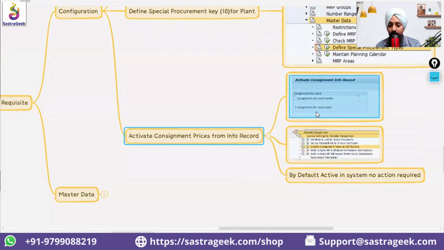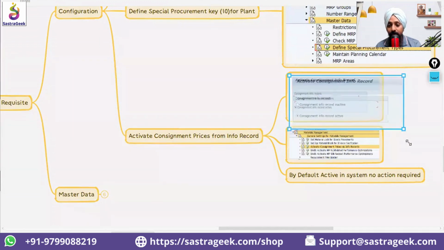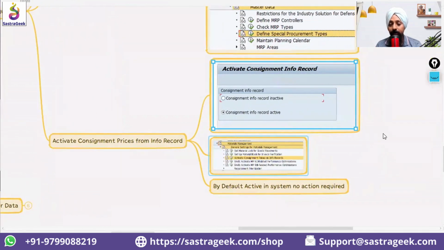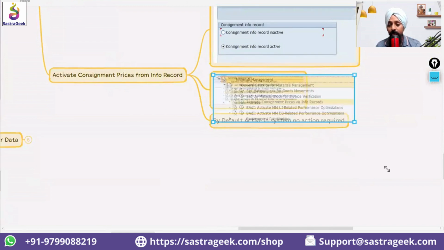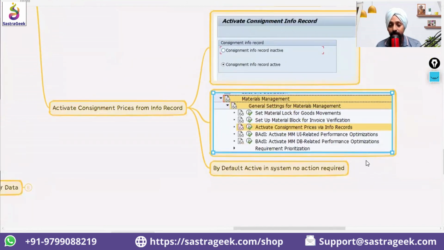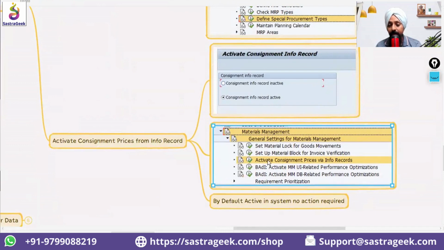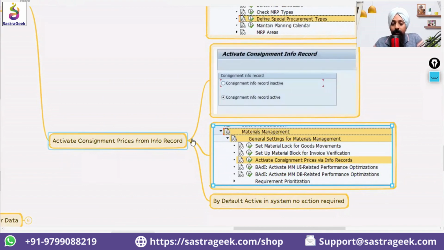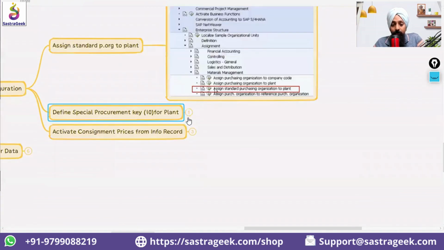Then you need to maintain your purchase info record. So this one, you need to activate the consignment info record. This one, you need not do anything. This would be there by default, but I'm just showing it in case things do not work for you and somebody has manually changed it. In Materials Management general settings, there is Activate Consignment Prices via Info Records. By default this would be activated unless somebody has gone and manually inactivated it. If the system is not able to find your prices, you can check if somebody has manually deactivated it. We need not do anything here; it would be activated by default. But in case you are facing a problem, you can check this configuration.